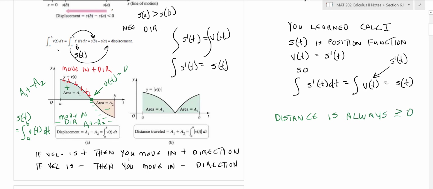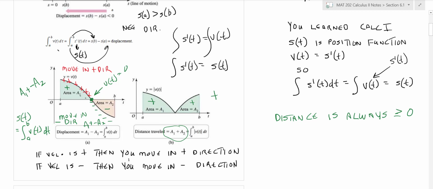There's no such thing as a negative distance. There is such a thing as a negative displacement. Distance is positive. So when we find the distance, we're still doing the integral, but we're doing the integral of the absolute value of v of t, which guarantees that both of these regions are above the x-axis. So you end up finding this area and then adding them together. Okay, so this is giving you a positive answer.